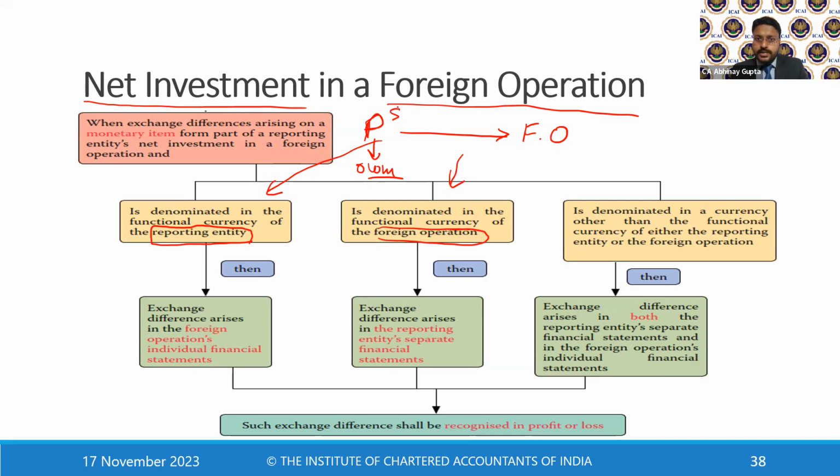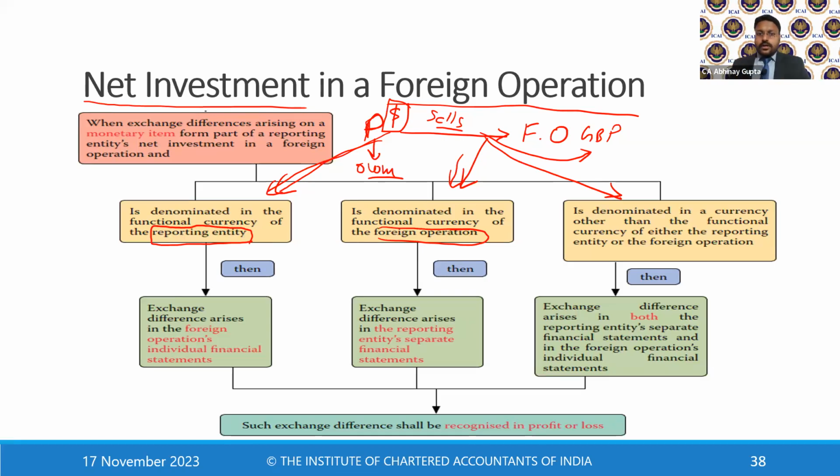For example, if dollar is the functional currency of the parent and GBP is the functional currency of the foreign operation, and the parent sells goods to the foreign operation, either this transaction can happen in dollar, in which case it falls here, or in GBP, in which case it falls here. And if it happens in any other currency other than dollar and GBP, that is the third scenario. This is what we were discussing in our last session.